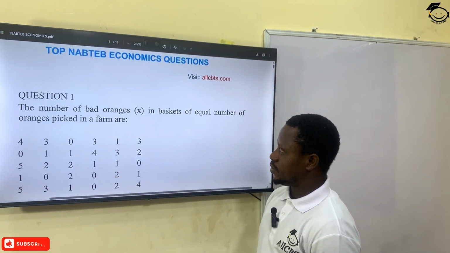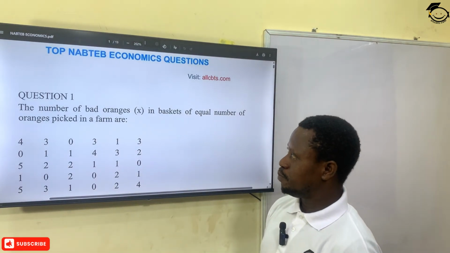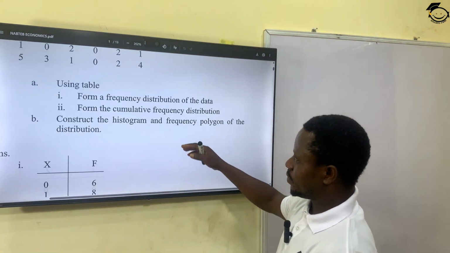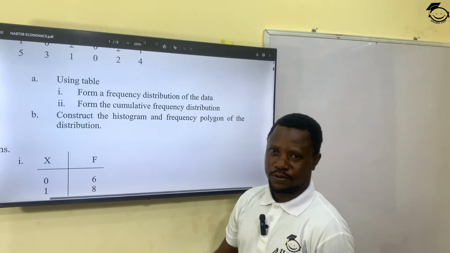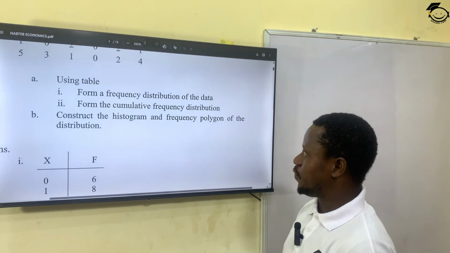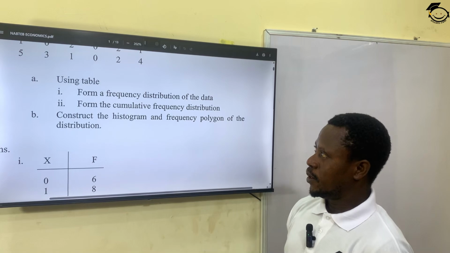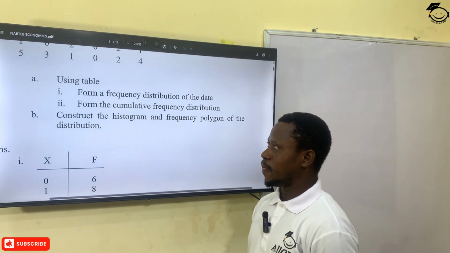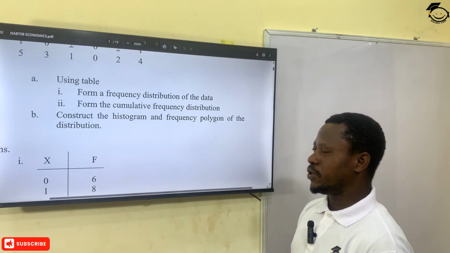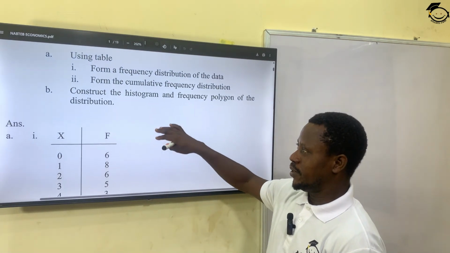The number of bad oranges, X, in baskets of equal number of oranges picked in a farm are these. These are the bad oranges. Okay, so let's see. Using that table of the list of those bad oranges, the first question: form a frequency distribution of the data. Two, form the cumulative frequency distribution. And B, we're expected to construct the histogram and frequency polygon of the distribution. I believe you have a foundation on this.